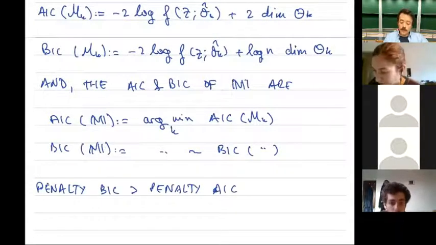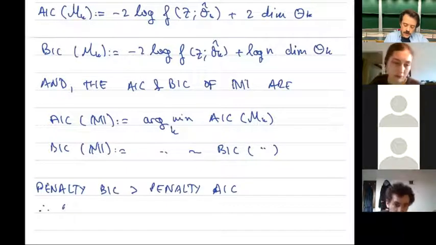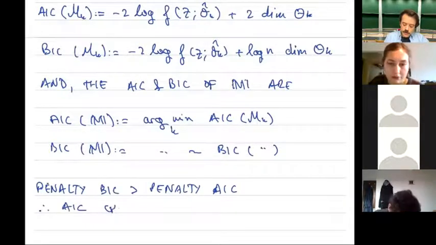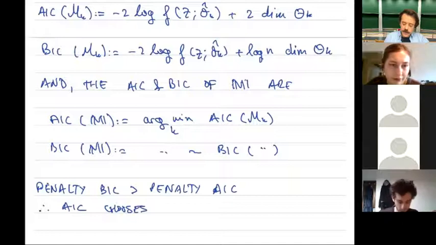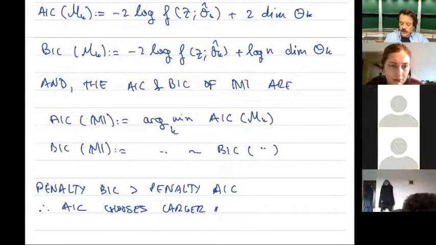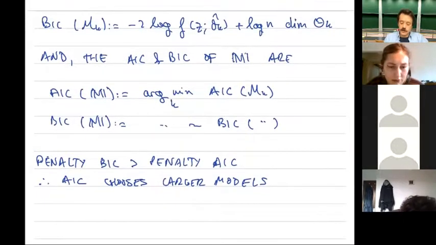So what does this mean? Well, it means, of course, that AIC chooses larger models, by which I mean models with larger dimension. It will tend to, generally, usually.